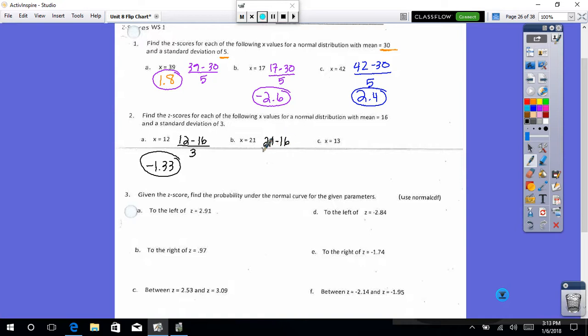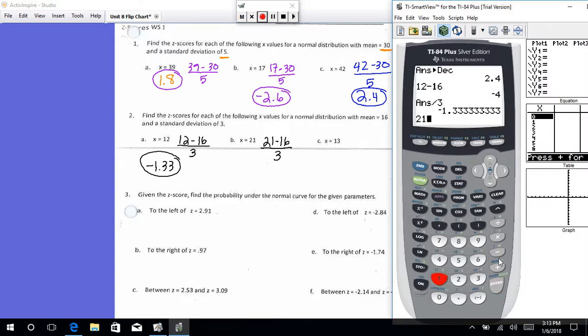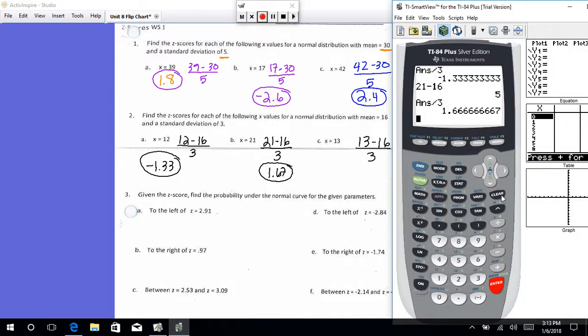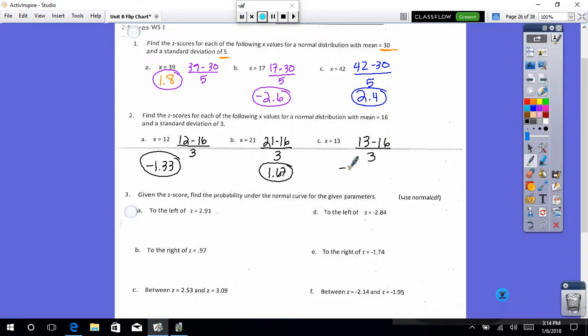21 minus our average over the standard deviation. That gives $1.67. $13 minus our average gives us another negative z-score, which again is totally fine. And it gives us a z-score of negative 1.